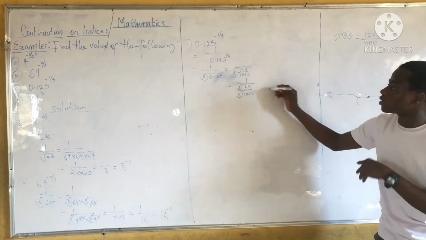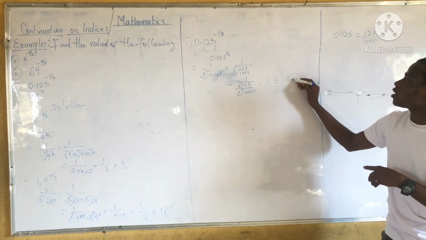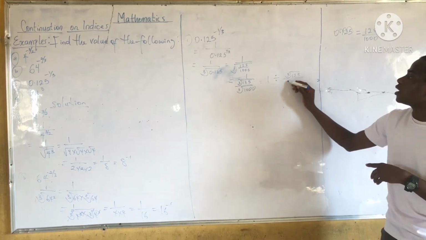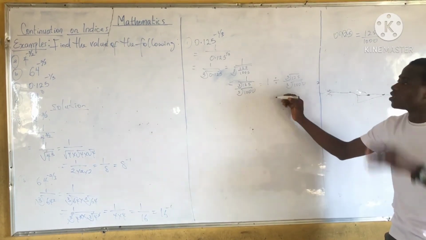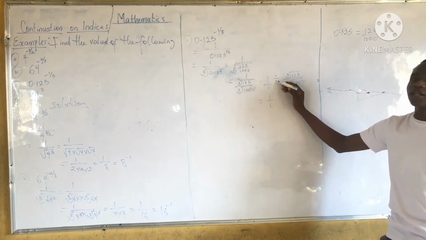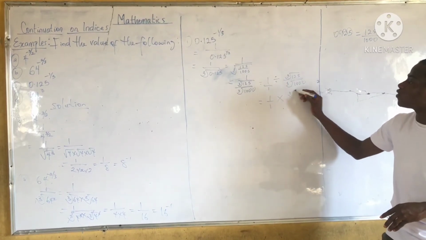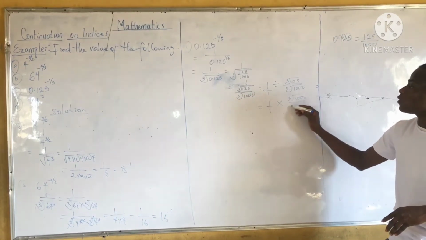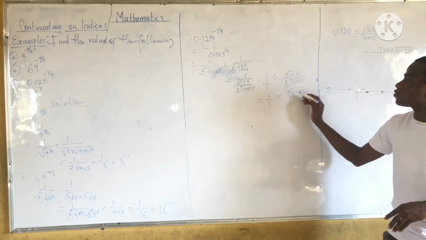So let's turn it and say 1 divided by cube root of 125 over the cube root of 1000. This is a fraction, this is not a fraction. Let's make it over 1. So we say 1 over 1. Then this divided becomes times, and this one will go up by saying cube root of 1000 over the cube root of 125.